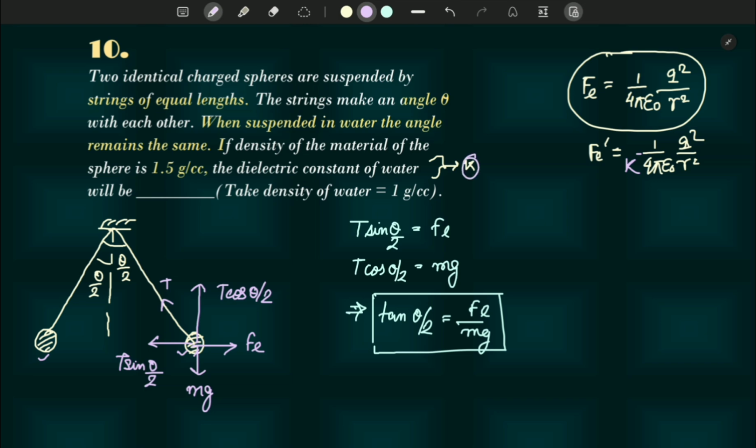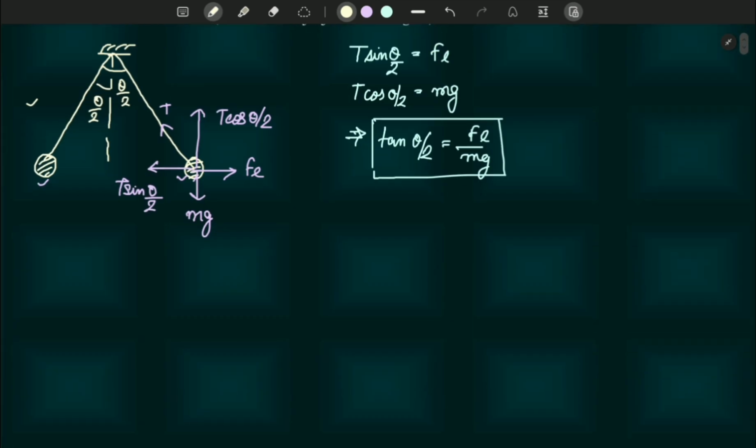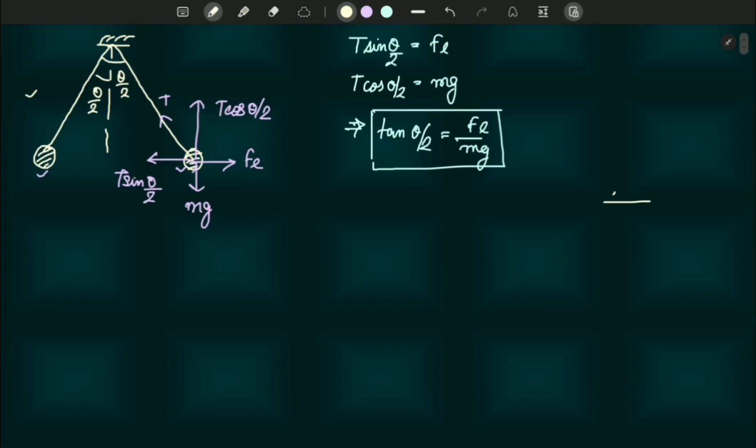Now see, in the question we are given that when suspended in water, here water is our medium, the angle remains the same. If the angle remains the same, I can use the same angle theta by 2. Again the same figure will happen. So if I draw it again, suppose this is the situation when our body is placed in water.